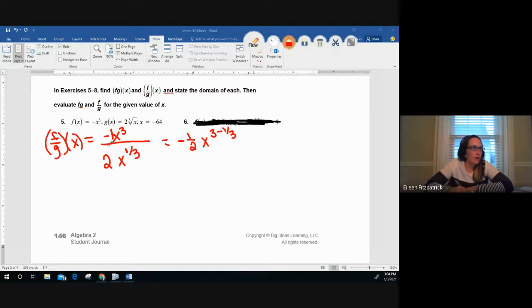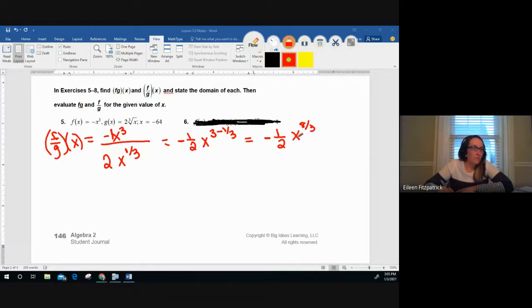Okay, so the negative 1, 2, I just wrote as negative 1/2 because that's what it is. And then same base, subtract exponents. All right, so I have negative 1/2 x. 3 minus 1/3 is 2 2/3, okay? Or change that into an improper fraction. So that's 8/3. Okay, so that is how you can leave it.